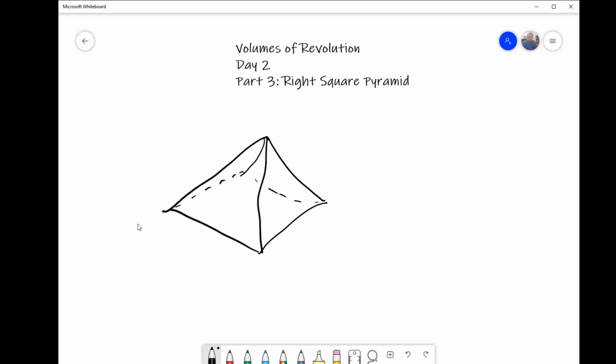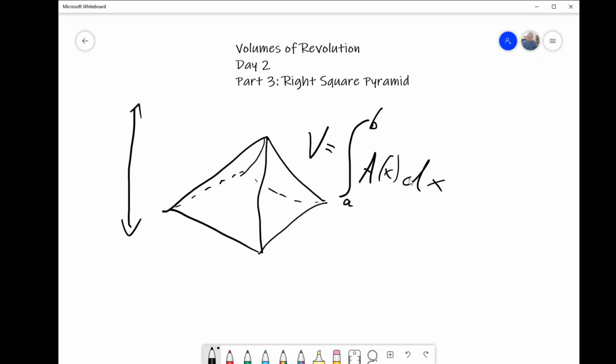You can add up the volume by integrating with the more general term that we had. So our volume is the integral from A to B of the cross-sectional area of the shape with respect to that variable. So we are going to do it from the bottom up.